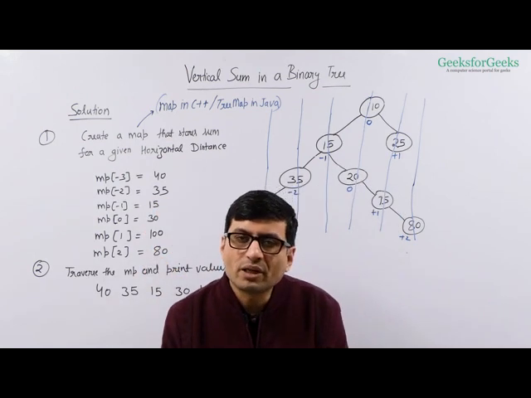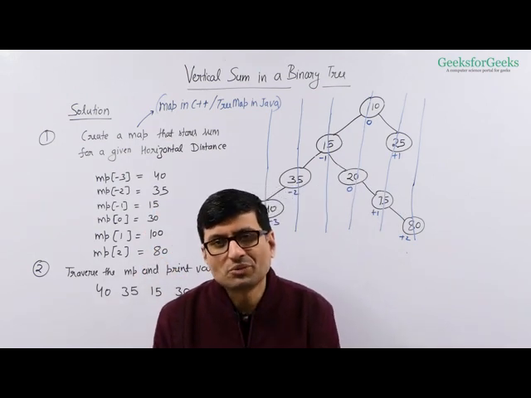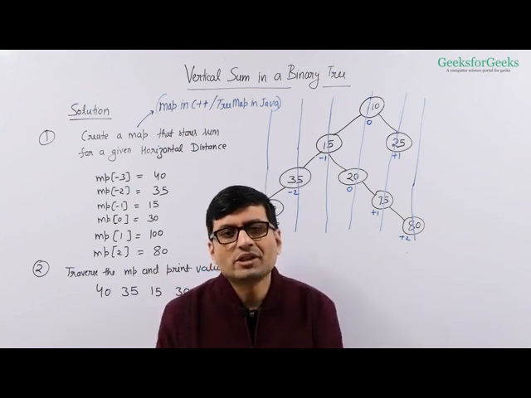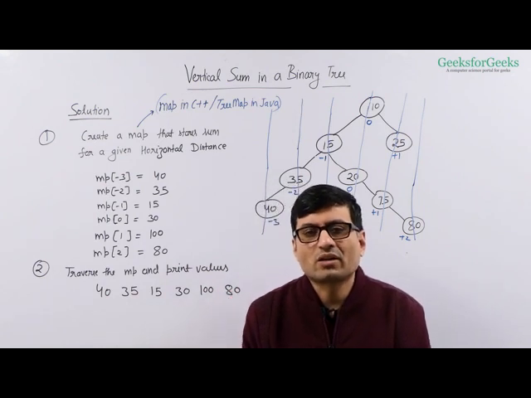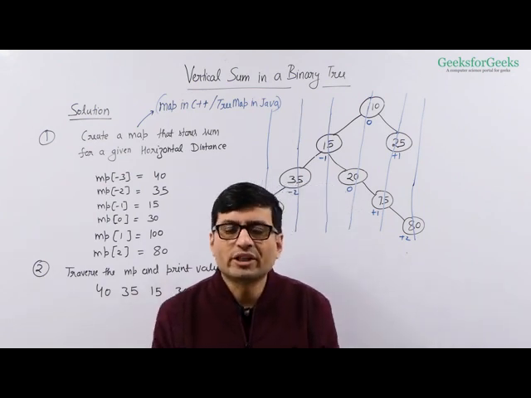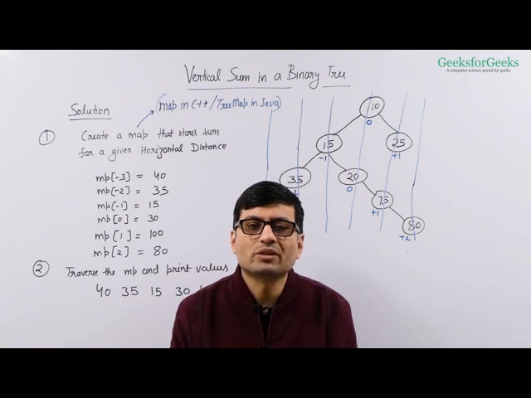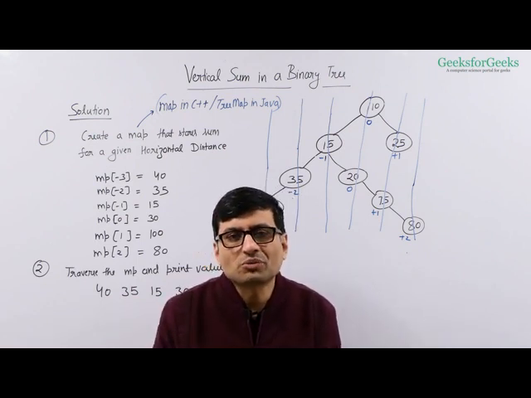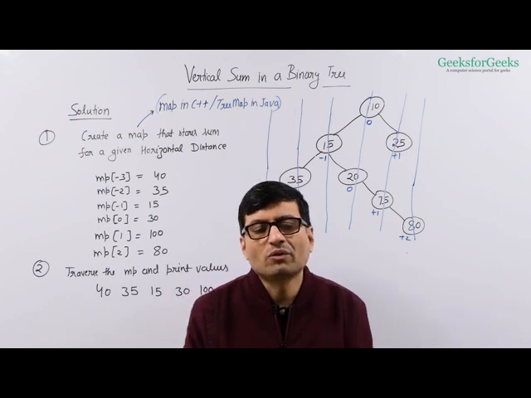We can fill this map using any of the traversals. We can use either in-order, pre-order, post-order traversal, or level order traversal. We just need to make sure that when we are going to the left child, we decrease the horizontal distance by 1, and when we are going to the right child, we increase the horizontal distance by 1. So you may pause this video now and try writing the whole function.